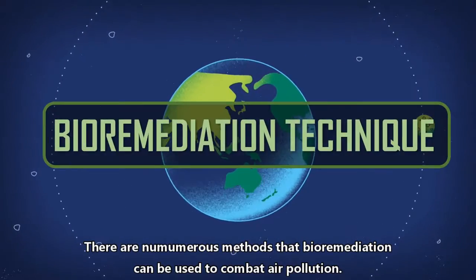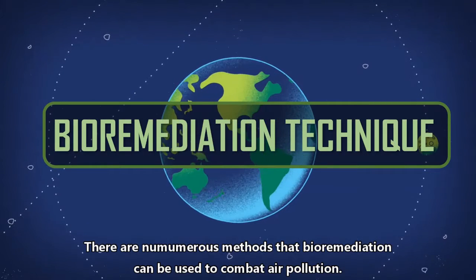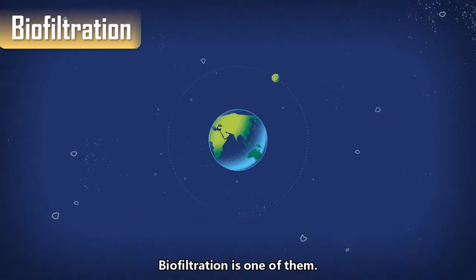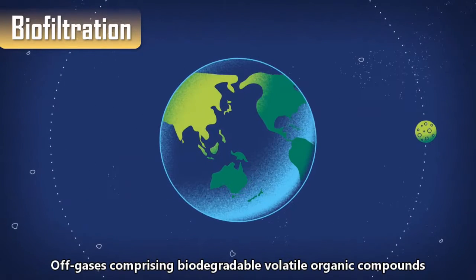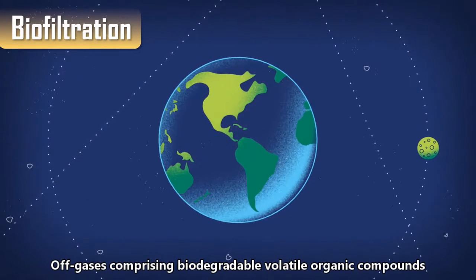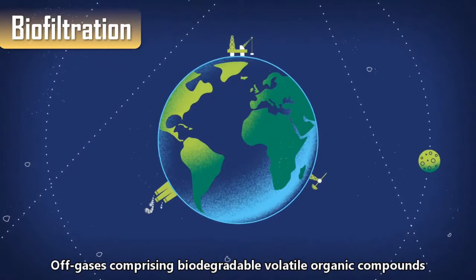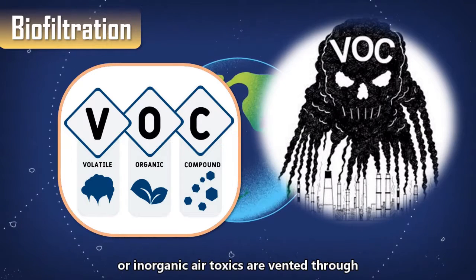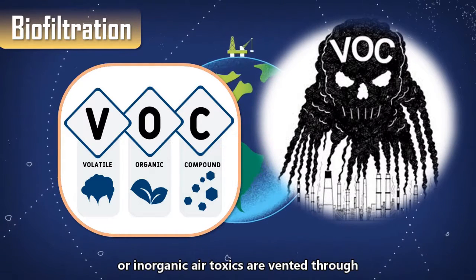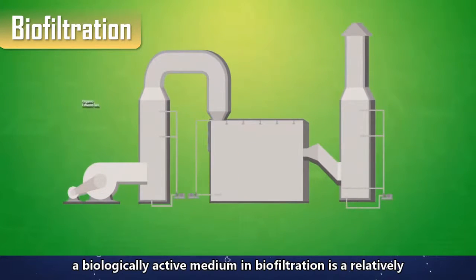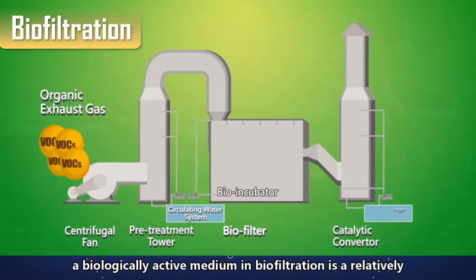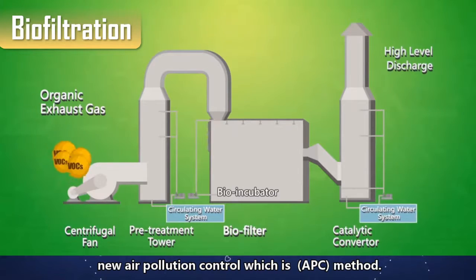There are numerous methods by which bioremediation can be used to combat air pollution. Biofiltration is one of them. Gases comprising biodegradable volatile organic compounds, also known as VOC, or inorganic air toxics, are emitted through a biologically active medium. Biofiltration is a relatively new air pollution control method.